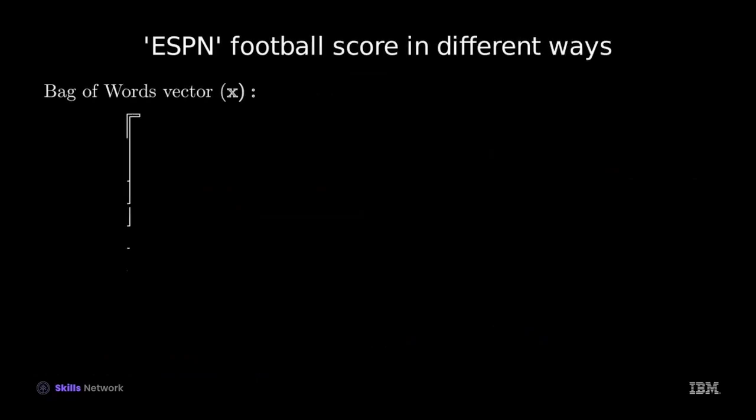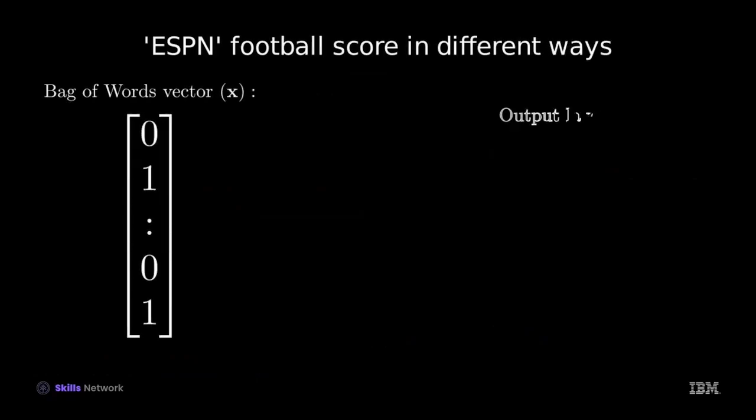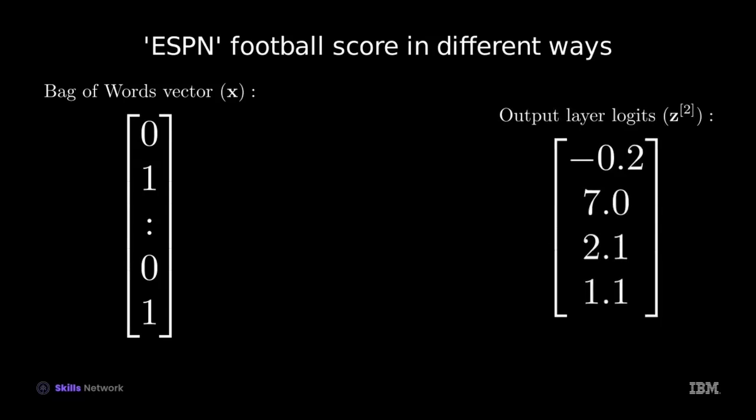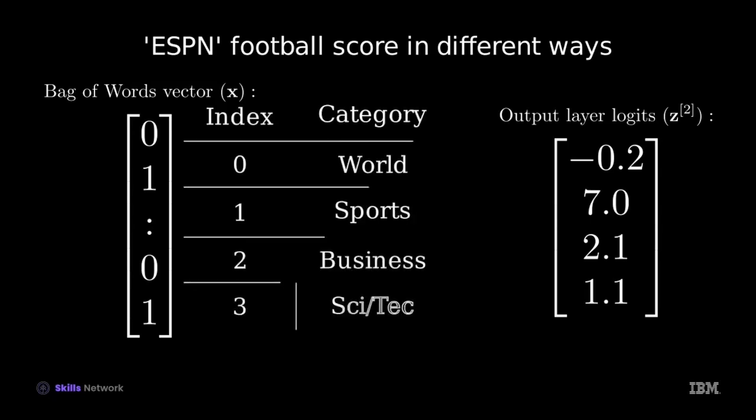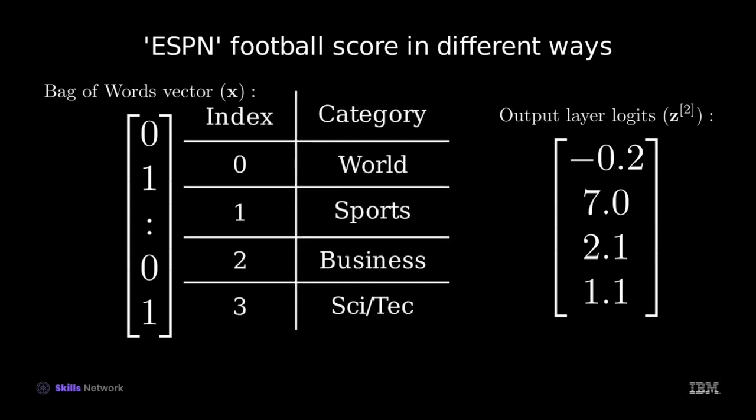In the article, ESPN's varied football coverage input an embedding vector into the network. For each category, the neural network outputs a vector of logits, where each logit is a score reflecting the article's likelihood of fitting a particular news category, as shown here. The associated table links vector elements to categories. World is first, followed by sports, business, and science and technology.